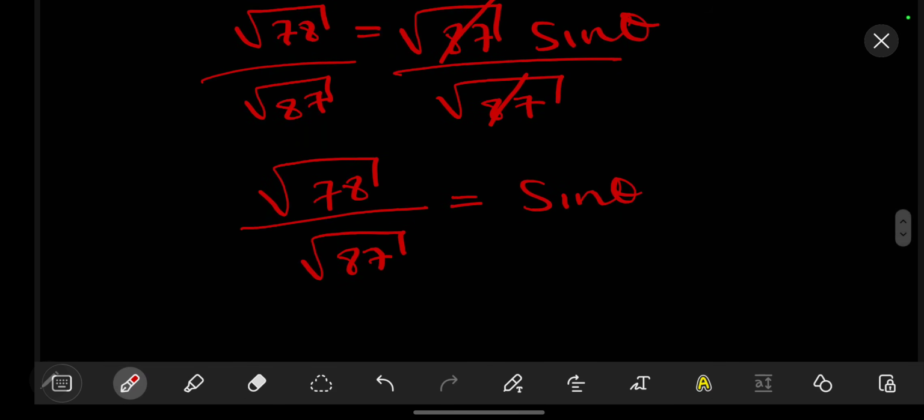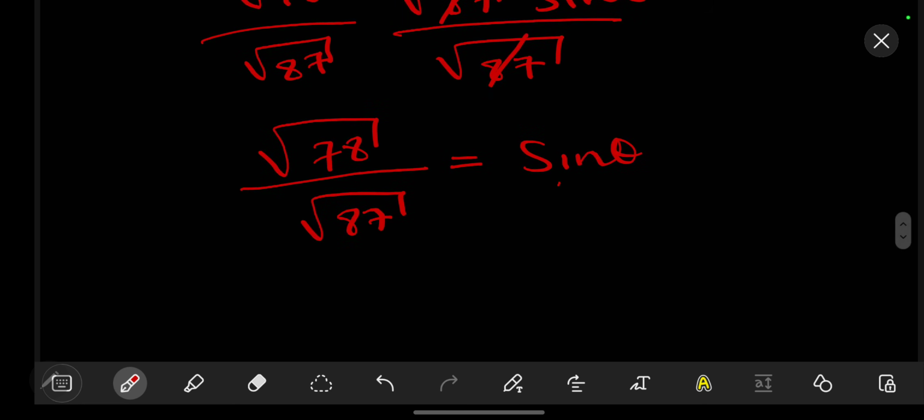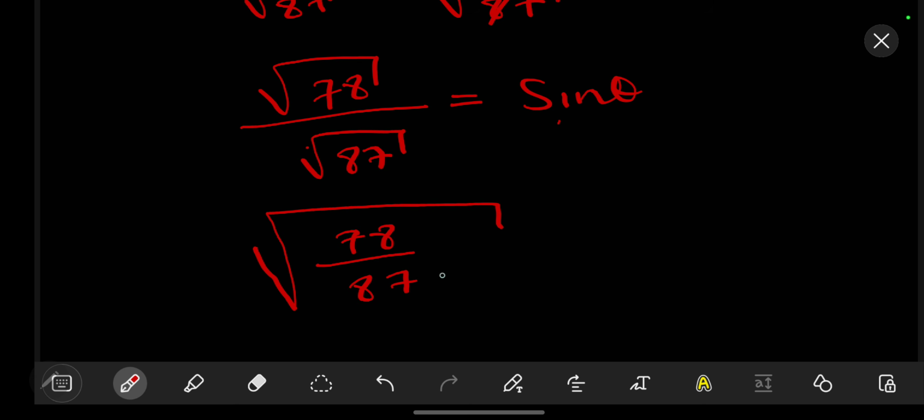They did not necessarily want the angle, they just wanted you to leave your answer in terms of sine. They said the sine of the angle, meaning sine theta should be equal to this. Now let's reduce it a bit and combine the radicals. If the root is the same, you can have just one big square root, 78 over 87, which should be equal to the sine of theta.